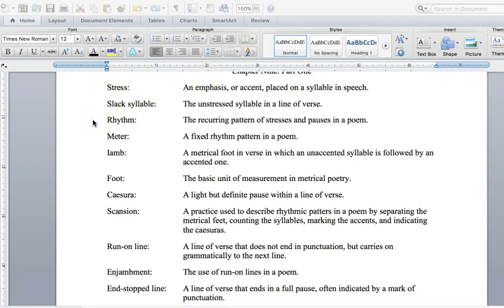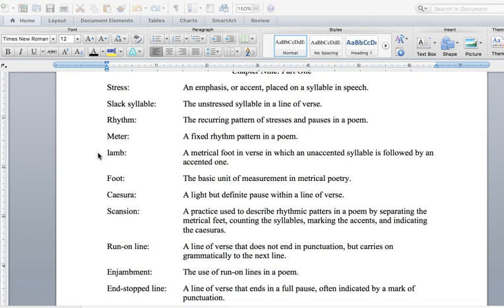When we focus on rhythm, we're looking for recurring patterns of stresses and pauses in a poem. If there's a fixed rhythm pattern in the poem, then we're talking about meter. And I'm going to be focusing on one type of meter in this chapter, and that's the iamb. It's the most common. It's a metrical foot in verse where you have an unaccented or slack syllable followed by a stressed or emphasized or accented syllable. So it's unstress, stress, unstress, stress, unstress, stress.